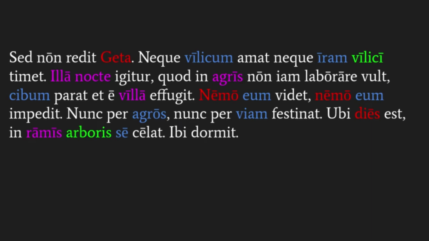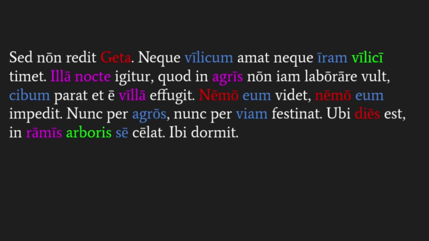Illa nocte igitur, quod in agris non iam laborare volt, cibum parat et e villa effugit. So illa nocte, that night, it's ablative. And again, you're going to learn ablative, and it's used often with timing. So we'll figure that out later on. For now, just know it says that night, therefore, because laborare vult, he wants to work, non iam, no longer. So if we put it together, you're saying he no longer wants to work in agris, in the fields. And again, since agris is ablative, you're not saying into the fields, it's just in the fields, meaning inside them, which makes sense because you can't work into a field, really.